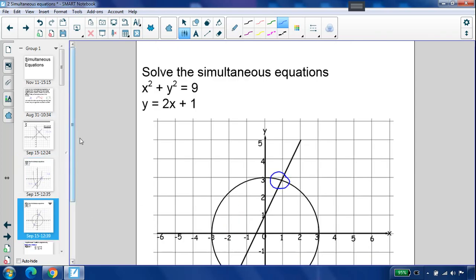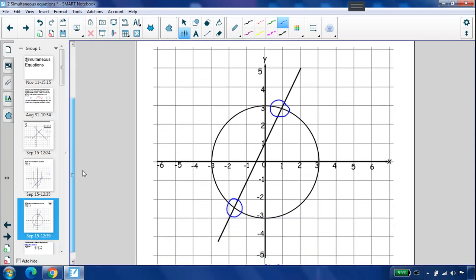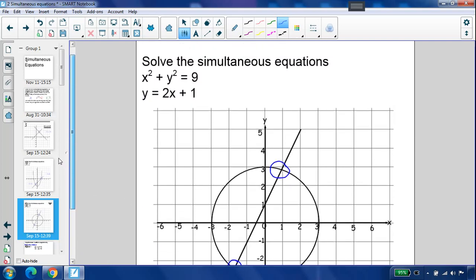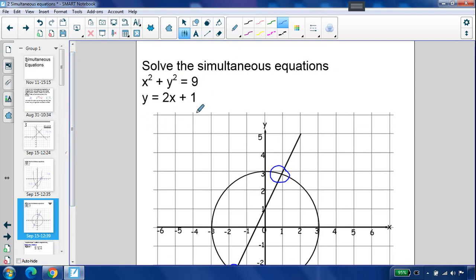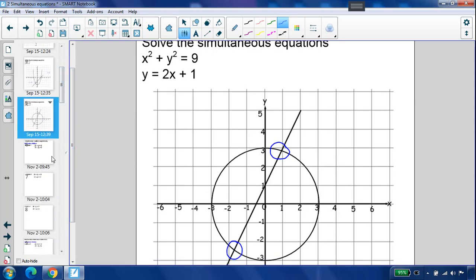But let's have a look at this one. We've got a circle and a line this time. Now you can see that the intersections are drawn, but have a look. I'm going to be estimating where that point is and where that point is. And I don't think my solution is going to be as accurate as it would be if I'd solved this algebraically. So let's have a look at how we solve simultaneous equations algebraically.